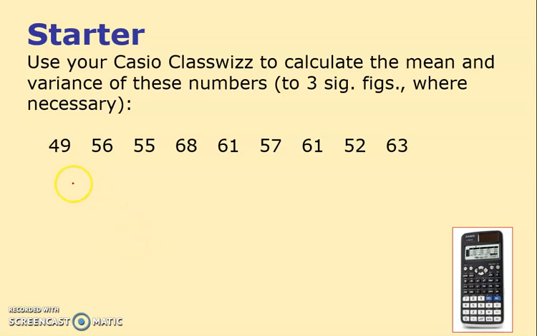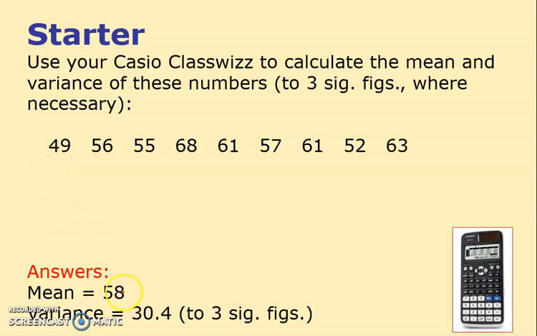So I'm going to pause the video, give you a chance to do the questions, and then you can restart it. Now look, hopefully you've done it now. If you haven't, make sure you do. But if you have got these answers, let's see what answers I got. So I got the mean of 58. And I got a variance of 30.4.